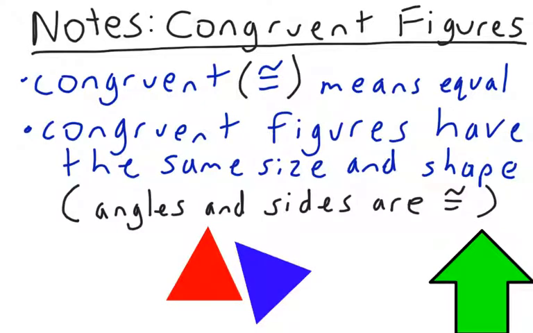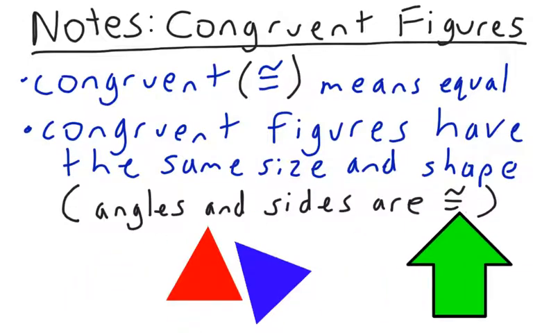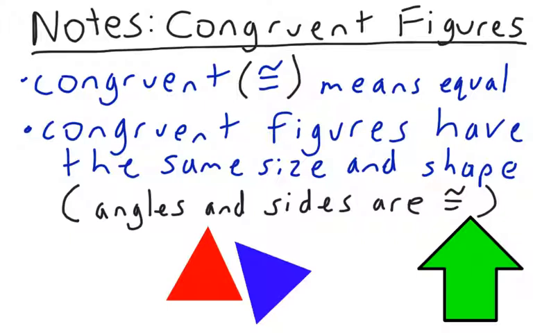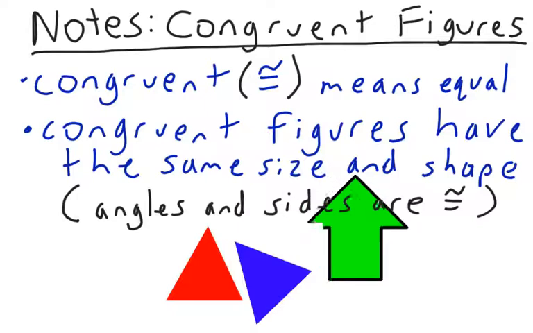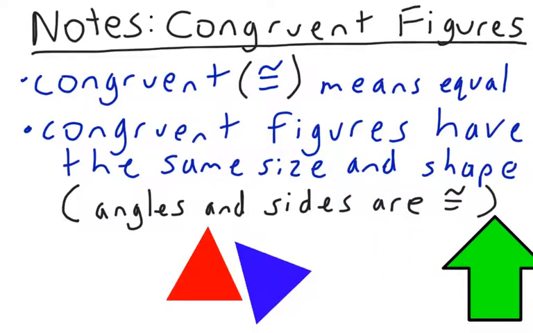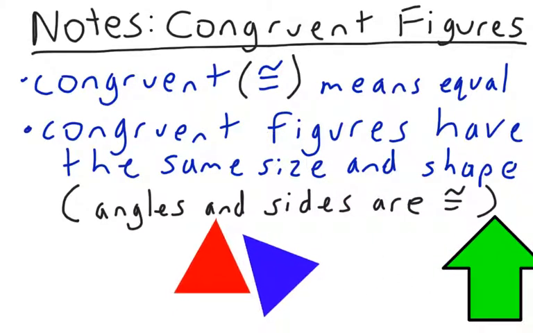And here's an example of congruent figures. Take a look at these two triangles. The red one is just the same as the blue one, except the blue one is turned a little bit, or rotated. Now, to really check this, we'd want to measure the angles and the side lengths and make sure that they're equal to each other. But here it looks like they are.